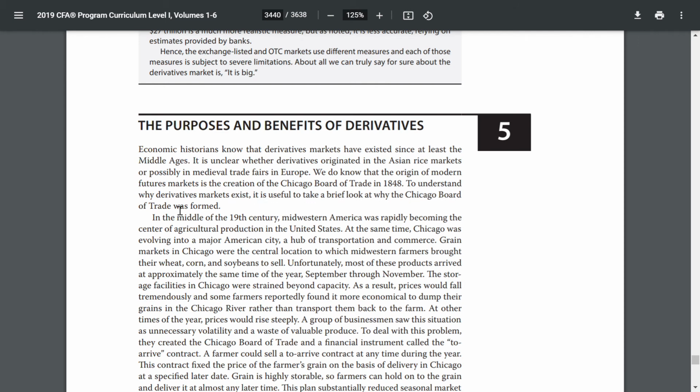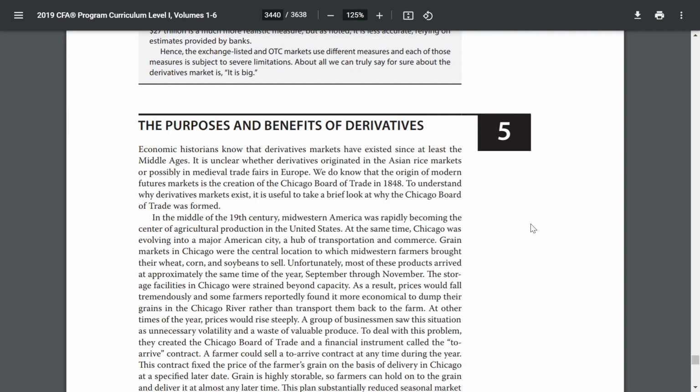The purpose and benefit of derivatives. Economic historians know that derivative markets have existed since at least the Middle Ages. It's unclear whether derivatives originated in the Asian rice markets or possibly medieval trade fairs in Europe. Well, that's a big stretch. Possibly in China. China had a very advanced monetary system when Europe was still in the Dark Ages.